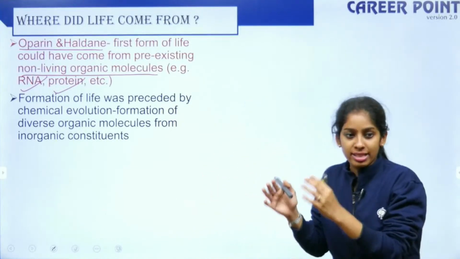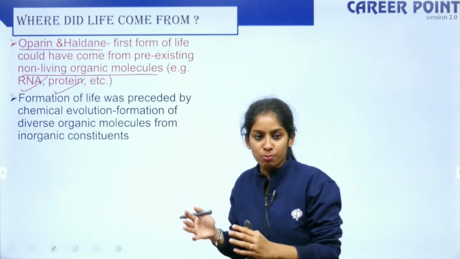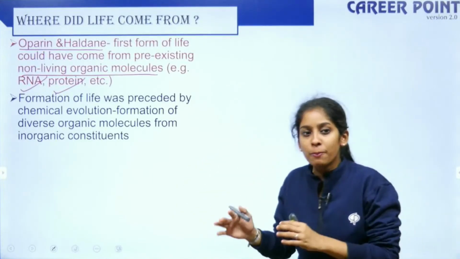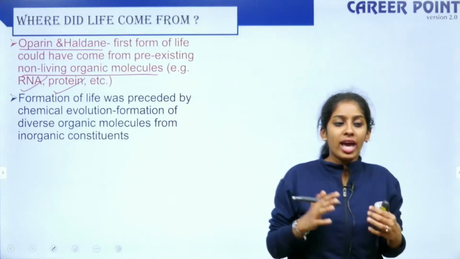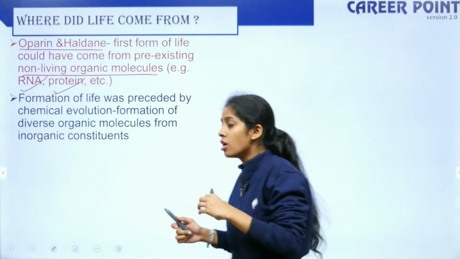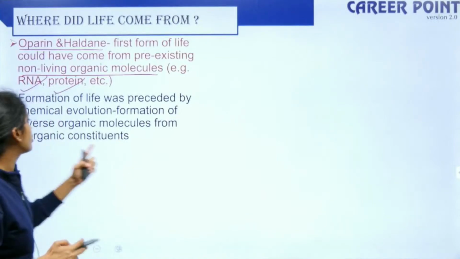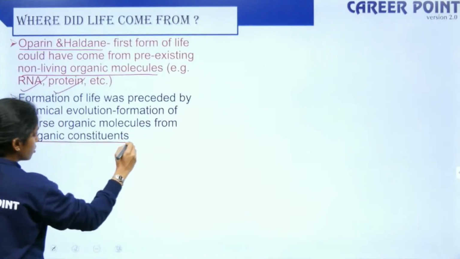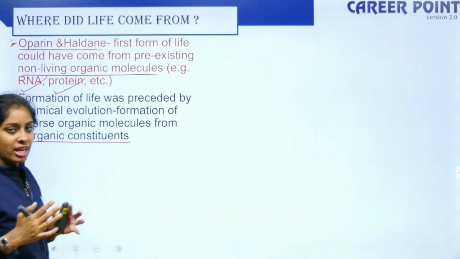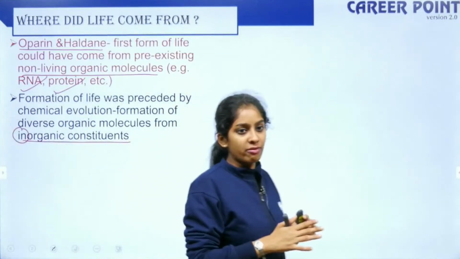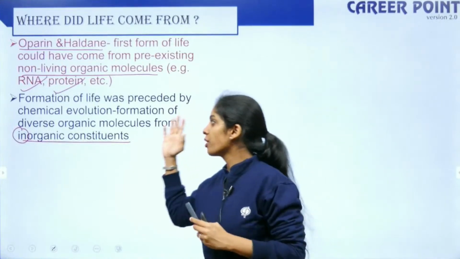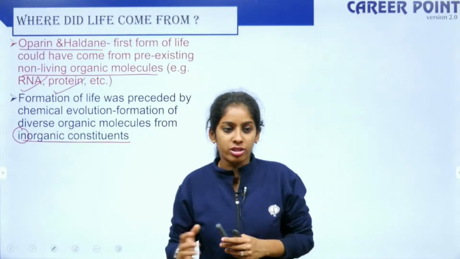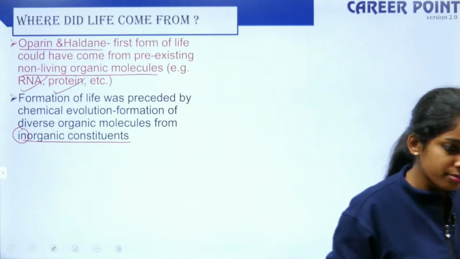So before your life existed, before life came into the picture, what happened was chemical evolution. So before the process of biological evolution, we had what is called chemical evolution, which is nothing but the formation of diverse organic molecules from the inorganic constituents. So before biological evolution happened, you had chemical evolution, where you had the formation of diverse organic molecules from the inorganic constituents.